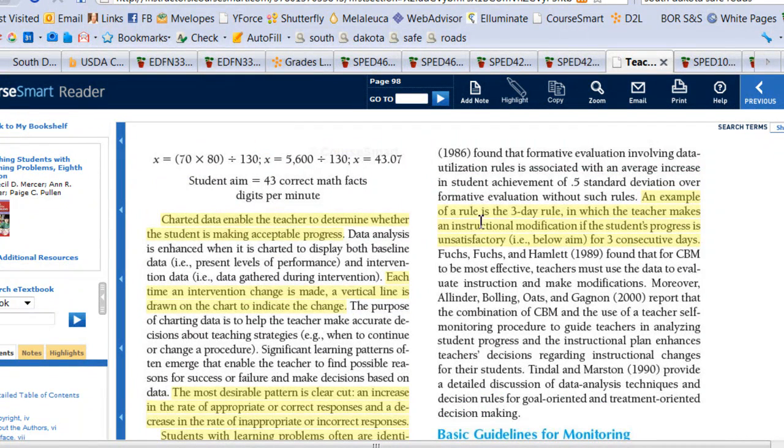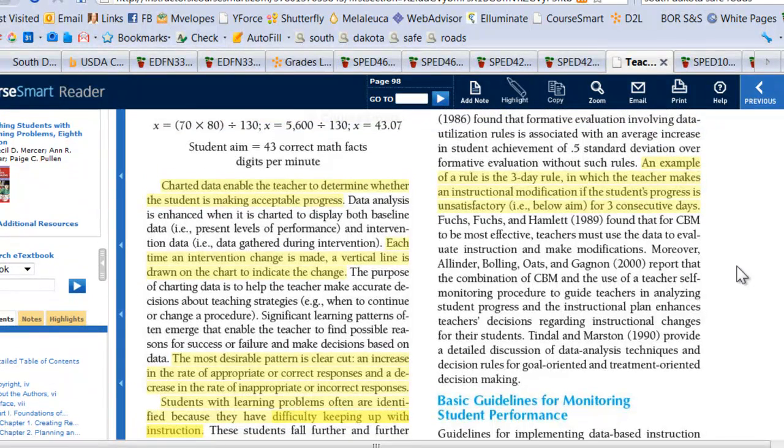An example of a rule is a 3-day rule, get this, in which the teacher makes an instructional modification if the student's progress is unsatisfactory 3 consecutive days, and I would say 3 consecutive assessments. And if you're doing it every day, like I suggest, in 3 days, if they do not make progress on their rate, make some adjustments to what you're doing to teach it.